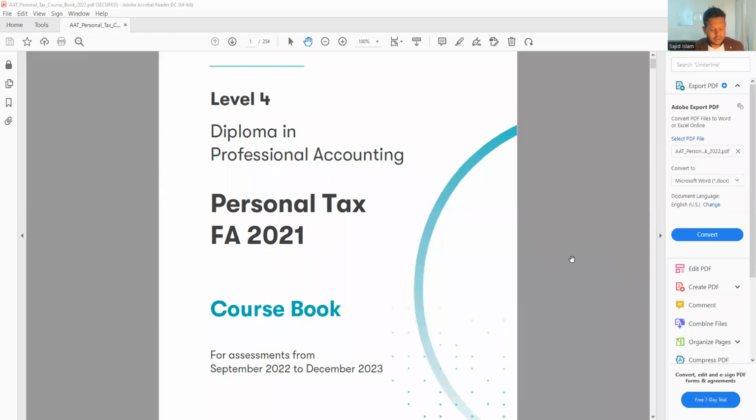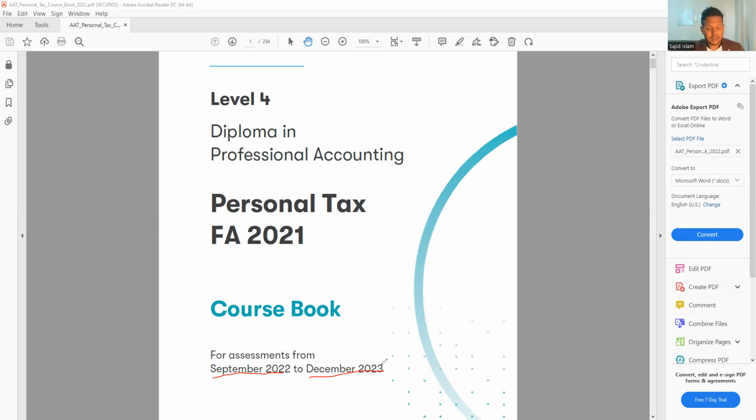Hello, everyone. In this session, I'm going to talk about personal tax, under the Finance Act 2021. That will be your new Finance Act exam, and it will start from September 2022. The last exam you'll be able to do for this paper is December 2023.